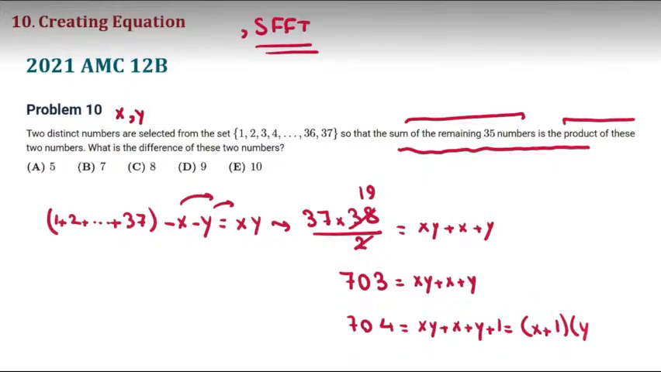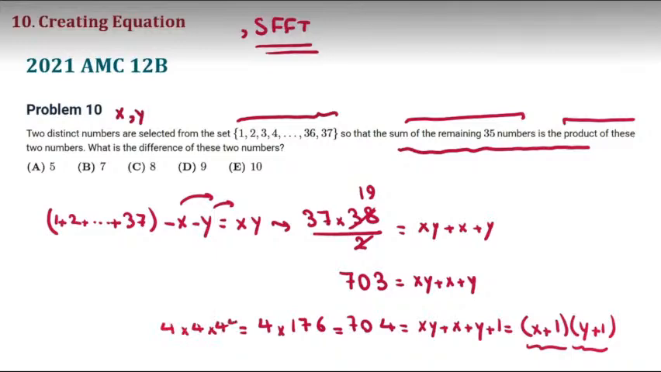(y plus 1). Now, if we simplify, I want to prime factorize 704 to see how I can write it as a product of these two terms such that x and y should be distinct and between 1 and 37. So 704, the last two digits are a multiple of 4, so I can write 4 times 176. Again, 76 is a multiple of 4, so it is equal to 4 times 4 times 44. Then you can say it is 4 times 4 times 4 times 11.